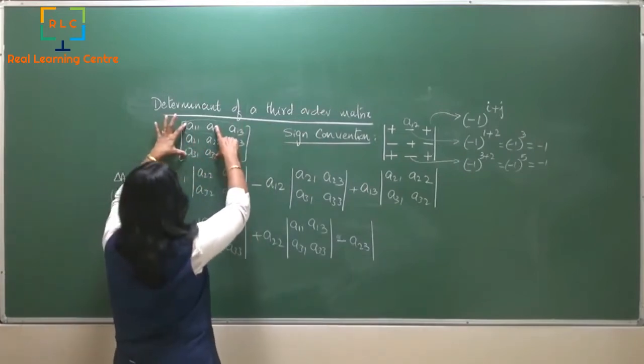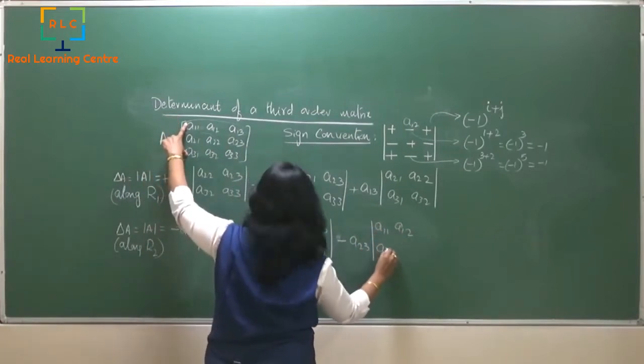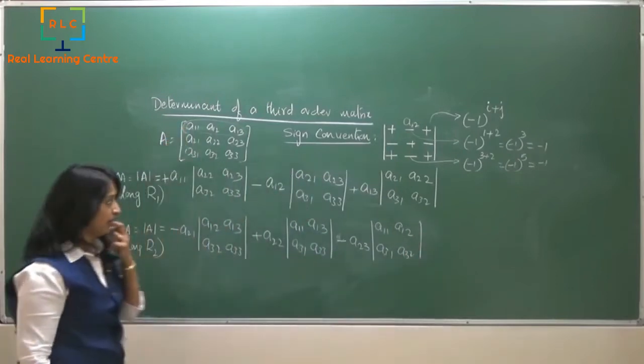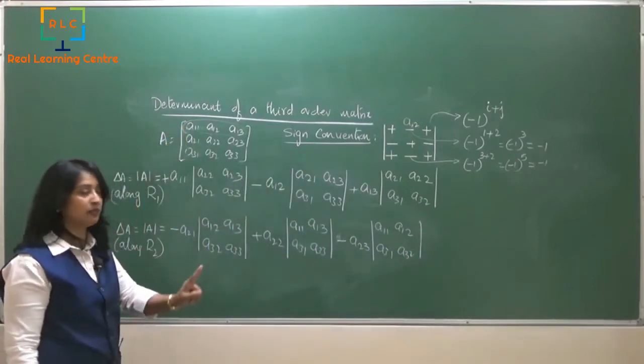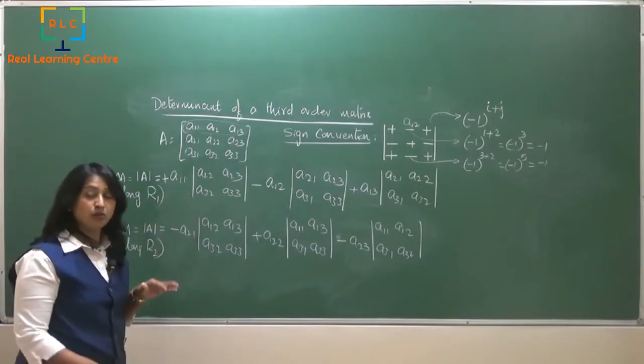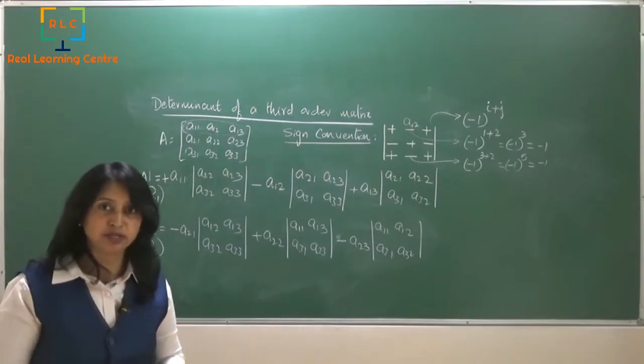We get these 4 elements, and that will be A11, A12, A31, A32's determinant. Now all this simplified will give you the same determinant value that you get in this way. So totally, how many ways are there to find the determinant of a matrix?